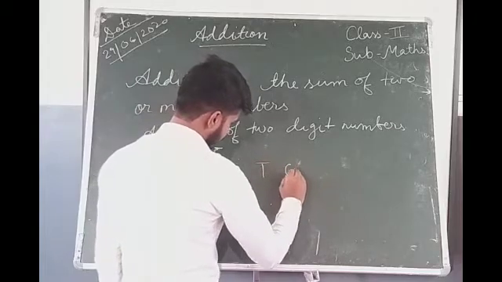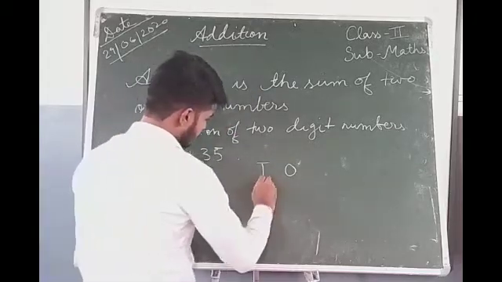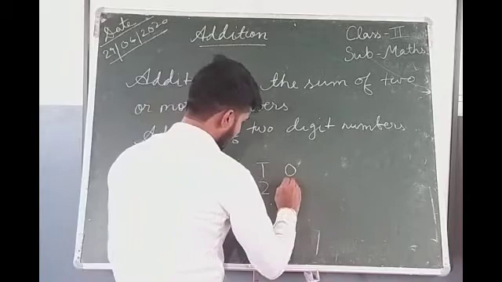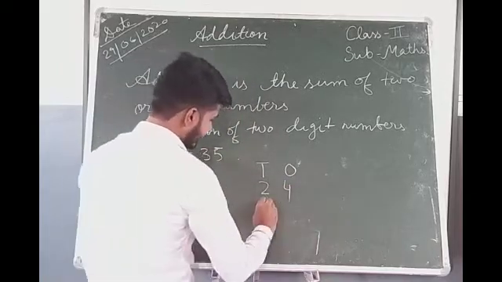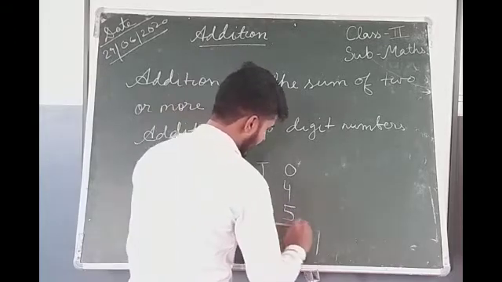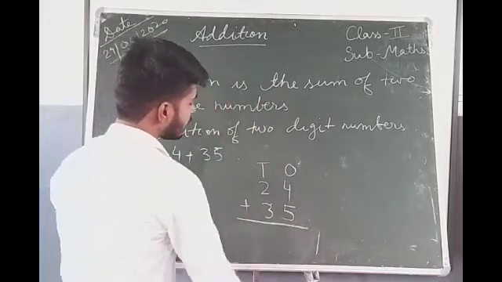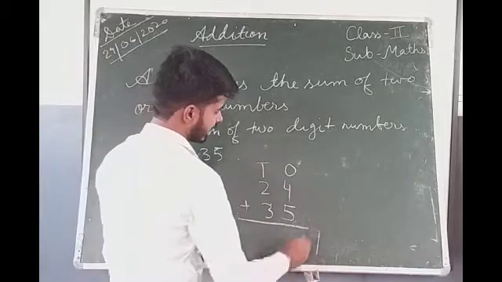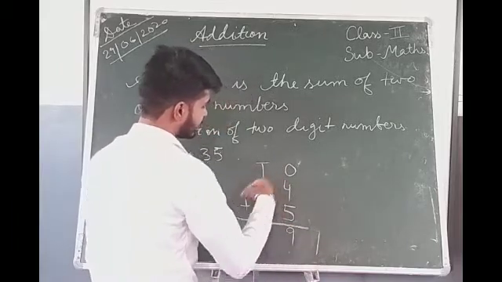Tens, ones. So what is 2? Tens. What is 4? Ones. What is 3? Tens. What is 5? Ones. Now we will add this. So what is 5 plus 4? That is 9. And what is 3 plus 2?